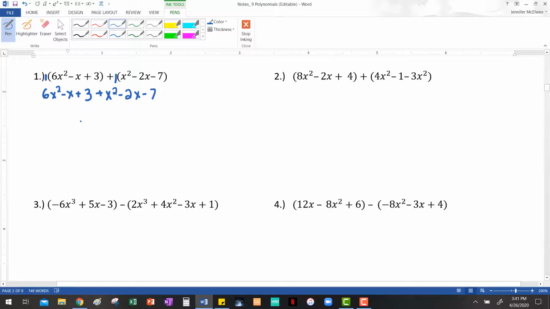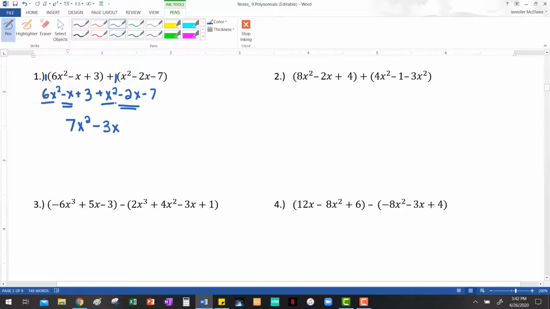Okay, next I need to look for like terms. Remember, like terms have the same variables within the expression raised to the same power. I'm going to look for like terms with highest degree first, since we have to write our final answer in standard form anyway. So I see 6x squared and x squared. So we're doing addition. That will be 7x squared. Next, I see a pair of linear terms. I see negative x and I see negative 2x. I'm going to double underline them so I can tell the difference between each pair of like terms. So negative x minus 2x will give me negative 3x.